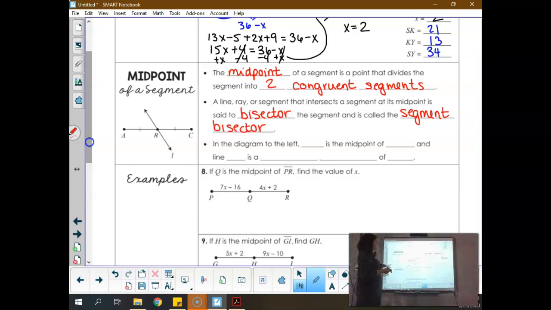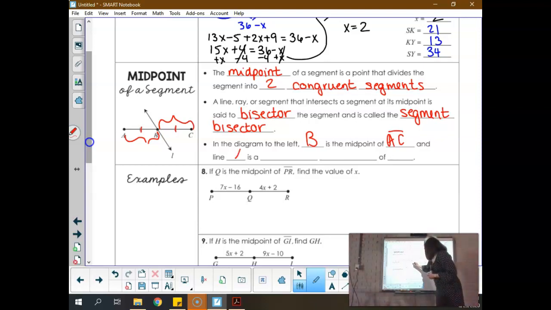All right, in the diagram to the left, what would be considered the midpoint? Now you'll notice there's two little notches here and here. Those two notches are telling you that AB is congruent to BC. Those symbols tell you that they are congruent. All right, so B is actually the midpoint of segment AC. All right, and line L right here is going to be our segment bisector.